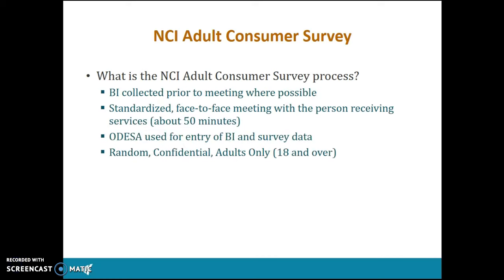So this is just a look at what the typical data collection process is for the NCI Consumer Survey. This may vary state to state, but largely this is what we see. Background information, as much as possible, is collected before the meeting takes place. Then we have that standard face-to-face meeting with the person receiving services, occasionally with a proxy respondent as well. Sometimes after that meeting takes place is when you may collect some of that additional background information.